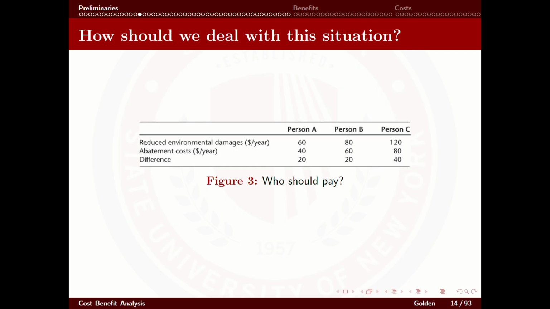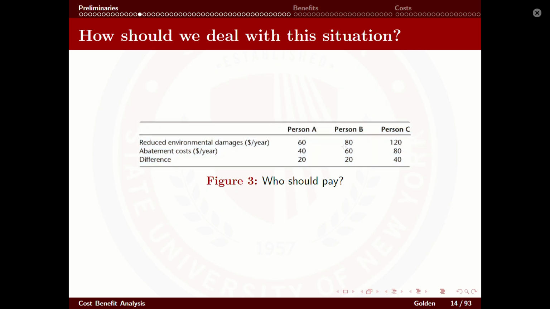So we have person A, person B, person C. These are all very similar in terms of income. And then there's a reduced environmental damage for each, for some amount of abatement cost, and then there's some difference. So the policy reduces person A's environmental damages, the cost to person A, by $60, and the abatement cost to achieve that reduction is $40, and the difference is $20.